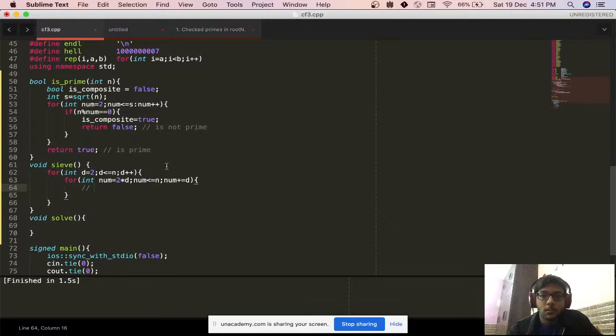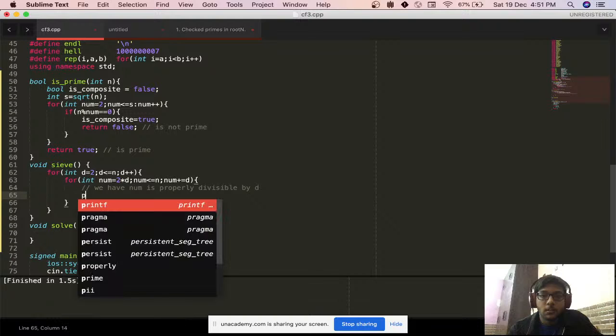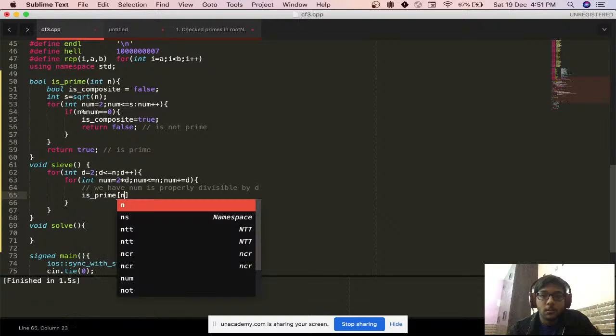Okay, so inside the loop, what do we have? We have num is divisible by d. So num is properly divisible by d. It's not that d can be 1 or d can be num, right? Because we have at least 2d. So properly divisible, it's not 1 and it's not equal to num. So what does that tell us about num? That it's not prime, definitely.